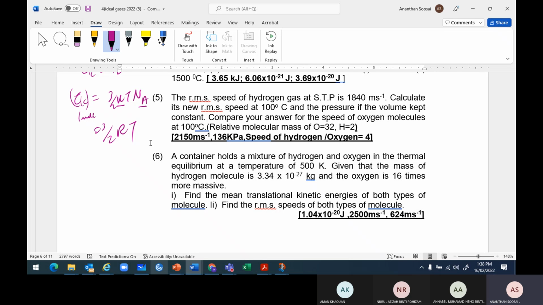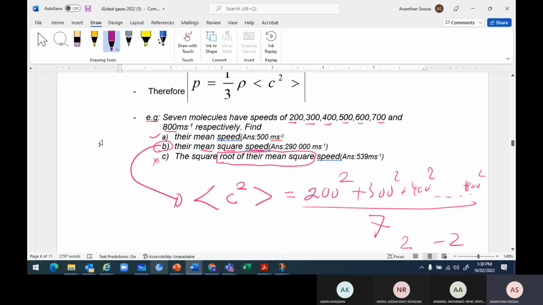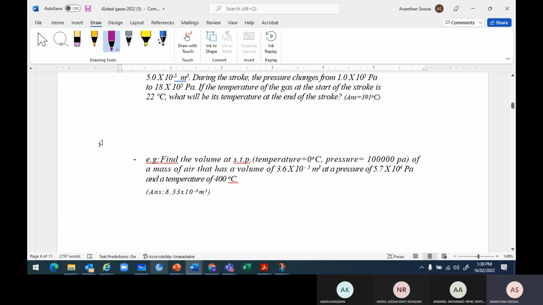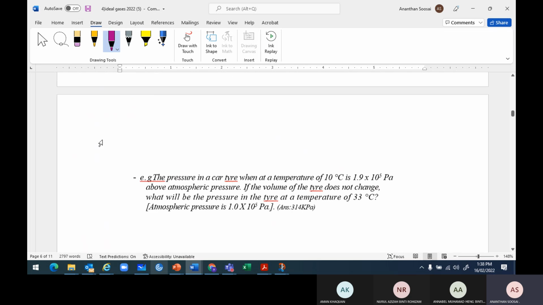So the RMS speed of hydrogen is 1840 meter per second at STP, standard temperature and pressure. What is the standard temperature? 0 degrees Celsius, right? Yeah, the STP values are stated on top. So the STP values are 0 degrees Celsius and 100,000 Pascal. That's your pressure value and temperature value for STP. So STP temperature is 0 degrees Celsius, pressure is 100,000.